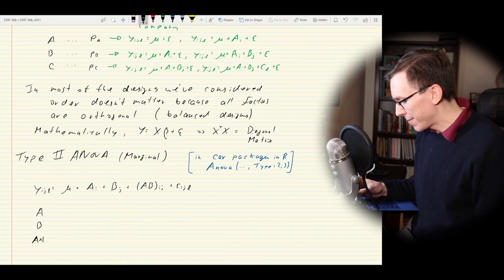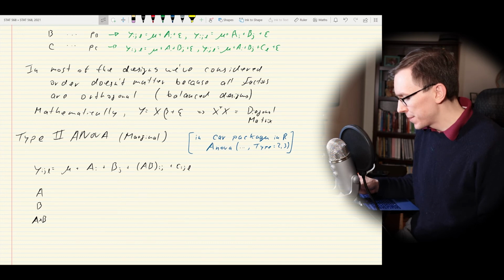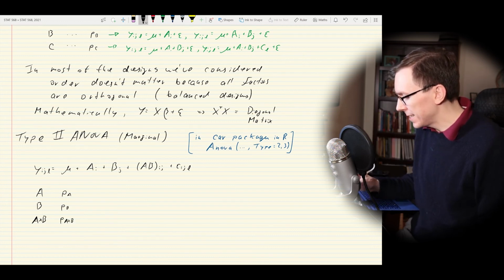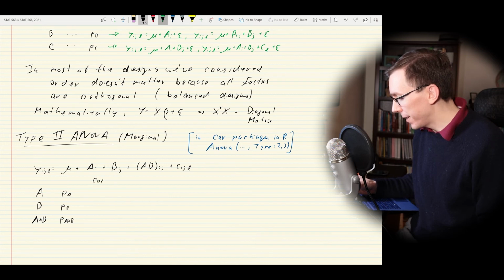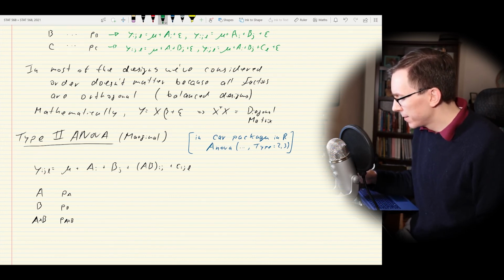We would still have our A, B, and A cross B columns, and we would have p-values, PA, PB, and P, let's say, A cross B. But what we're actually testing in the type 2 ANOVA setting are slightly different hypotheses. And again, what we're going to be doing is comparing two models.